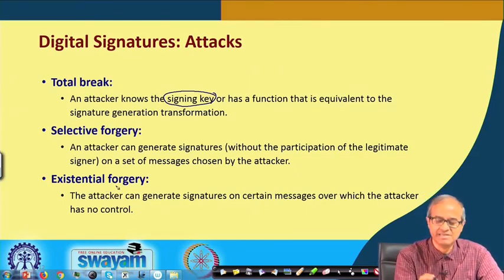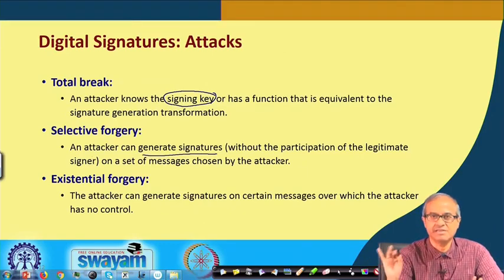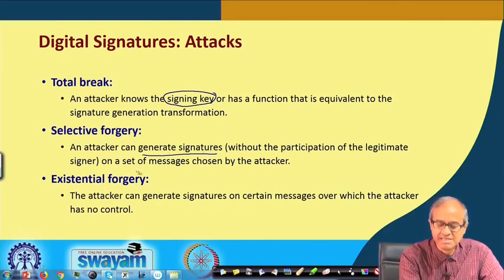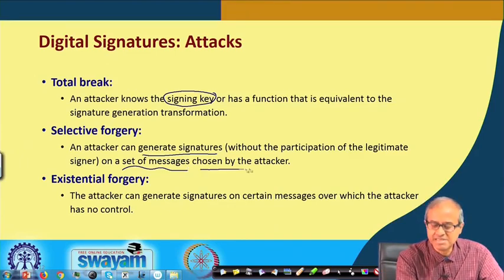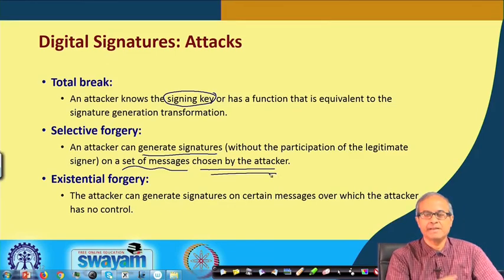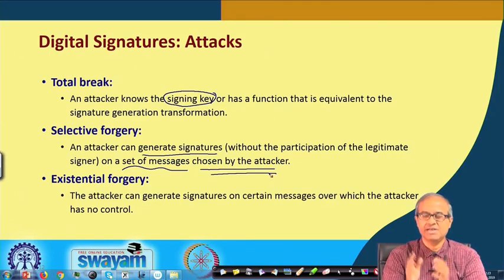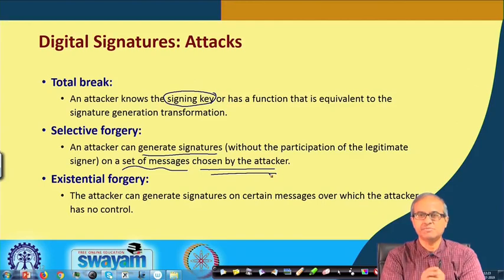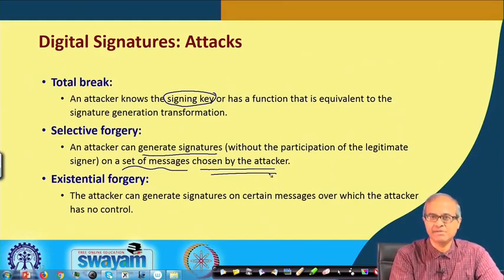What selective forgery says is, an attacker can generate a signature without the participation of the signer, the signer is not there in the picture. It can generate signatures on a set of messages only, not on all messages, but the messages are chosen by the attacker. These are often made possible because of some weaknesses in the signature algorithm, weaknesses in the hash algorithm. Like earlier I said MD5 was used, they had some weaknesses. So, this kind of forgery was possible.